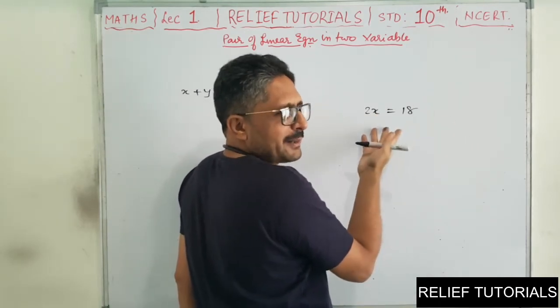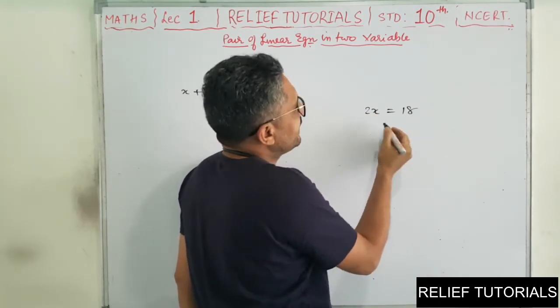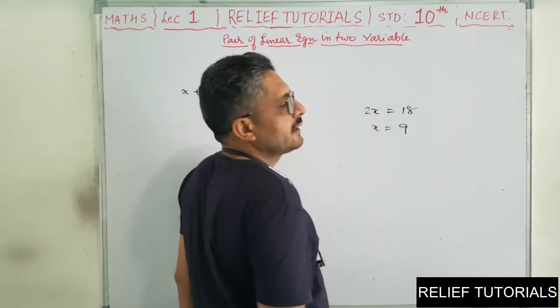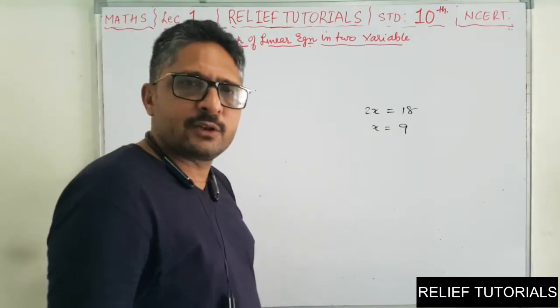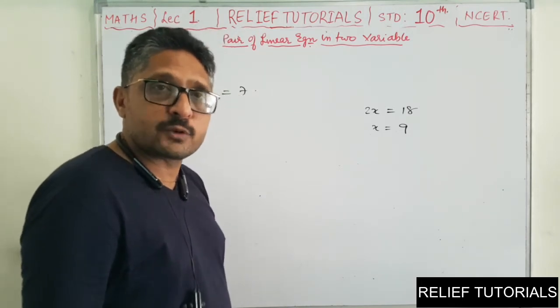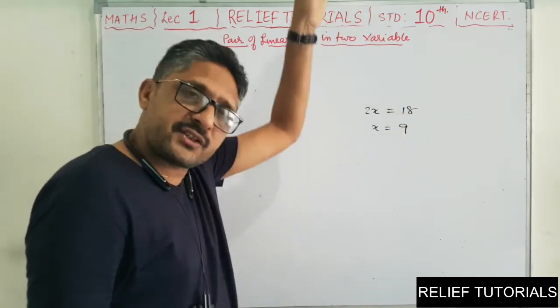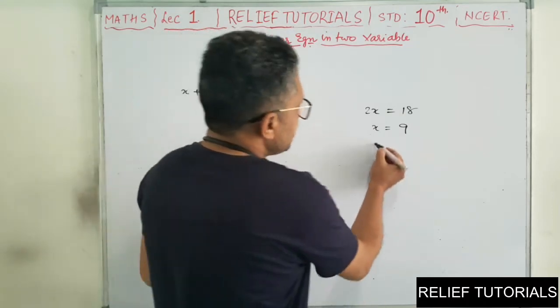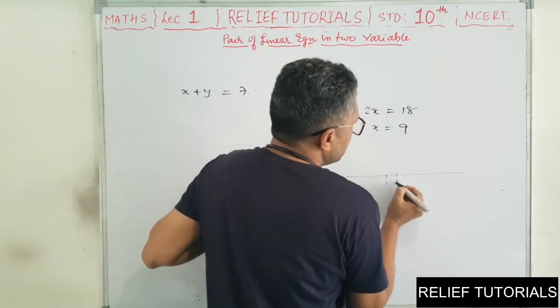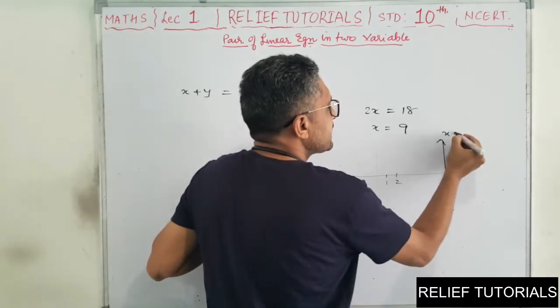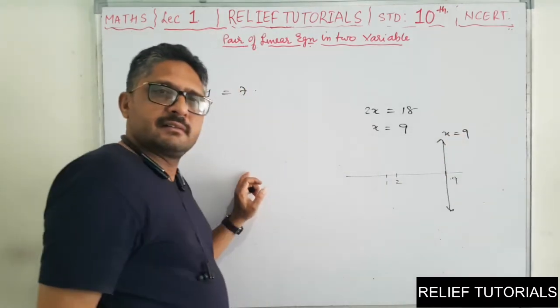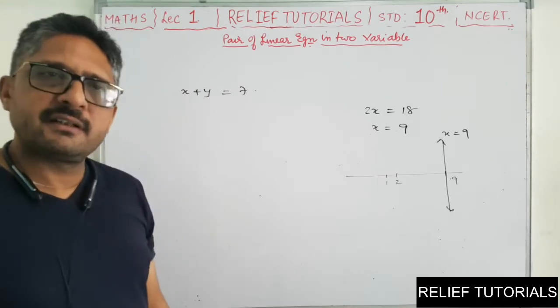It can also be converted into a linear equation in two variables. So x equals 9. If you represent x equals 9, as we learned in 9th standard, 4th chapter, x equals 9 represents a straight line. You know that x equals 9 is here, 1, 2, and here it is 9. So this is a vertical line. This line is called x equals 9. So it is a linear equation.